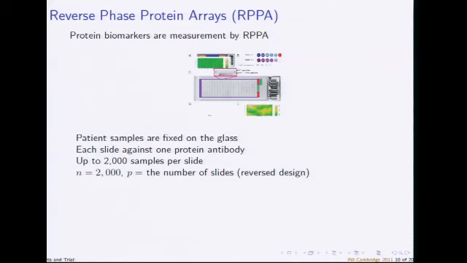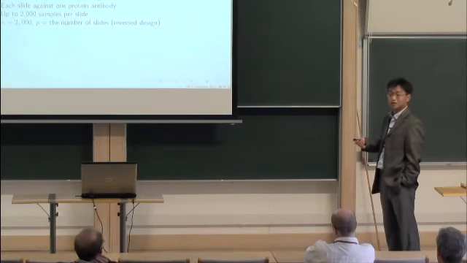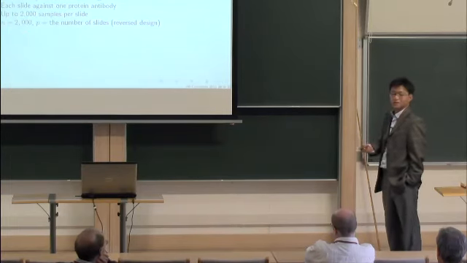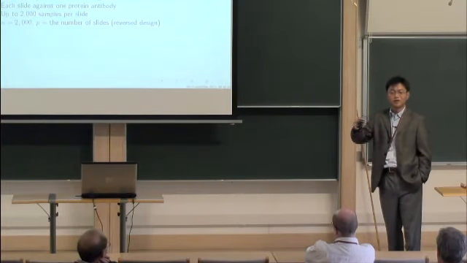But the nice thing to statisticians with this type of design is that after the treatment, your data set has a sample size of 2,000, and the number of proteins is only, for example, 50. Now you have the n greater than p problem.